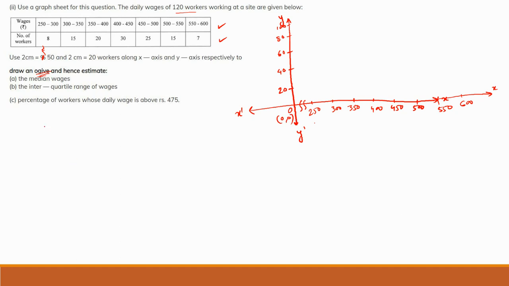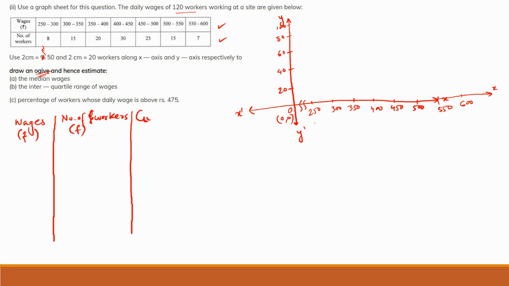Now we have to write one thing, because you haven't got the cumulative frequency yet, right? For an ogive curve you have to find the cumulative frequency. So wages are given here, the number of workers, which is F, is here, and the cumulative frequency you will write here.